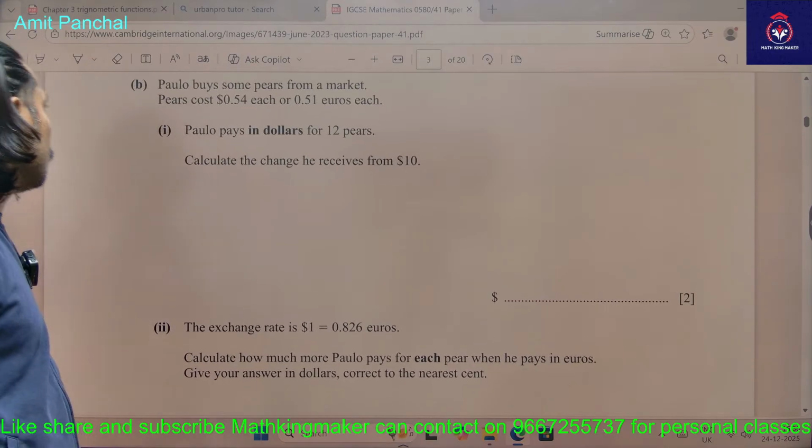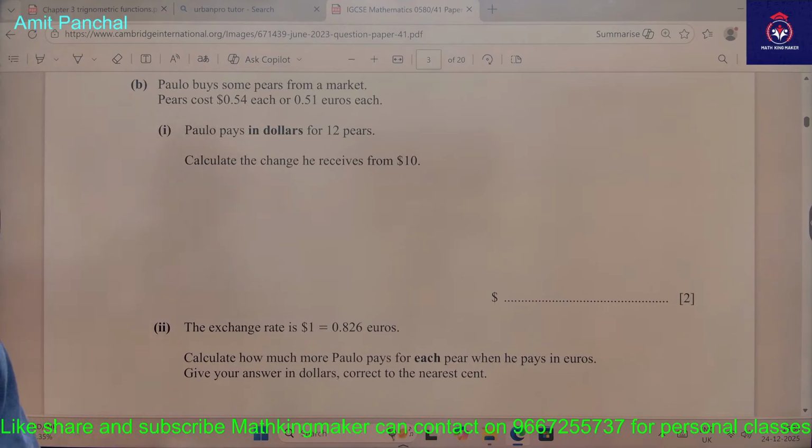Okay, now Paulo buys some pears from the market. Pears cost $0.54 each or 0.51 euros. Paulo pays in dollars for 12 pears. Calculate the change he receives from $10. Yeah, I'm talking about the next one. The exchange rate is $1 equals 0.826 euros. Calculate how much more Paulo pays for each pear when he pays in euros. Give your answer in dollars, correct to the nearest cent.